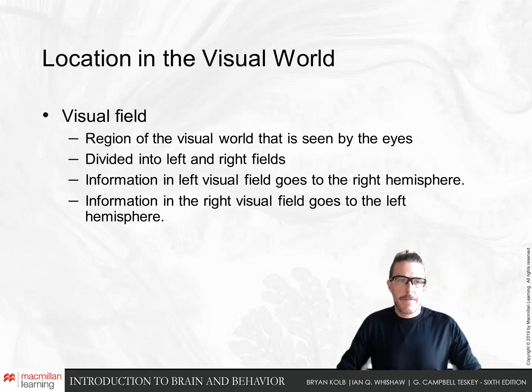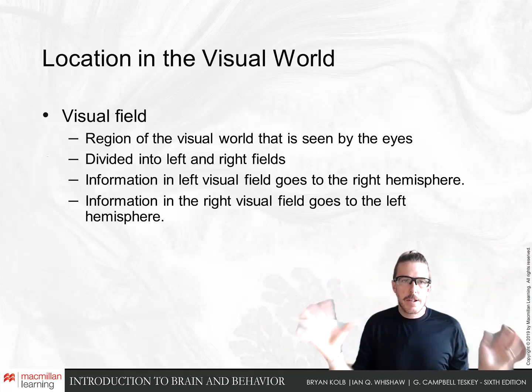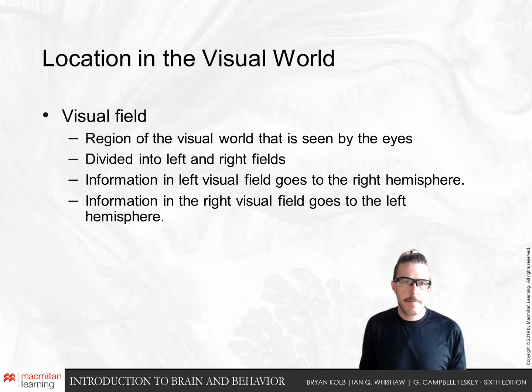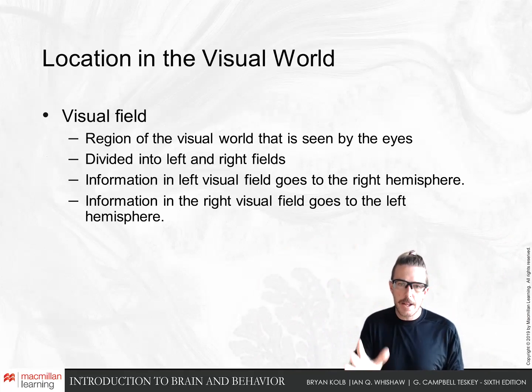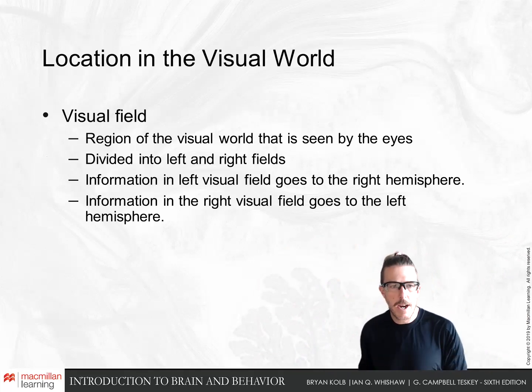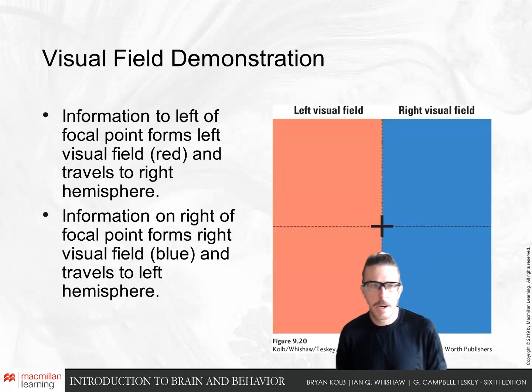So we keep talking about the visual field. The visual field is the entire world that we can see with our eyeballs. It's divided into the left and the right side, and information from the left side goes to the right hemisphere, information from the right side goes to the left hemisphere. That's where we are so far.